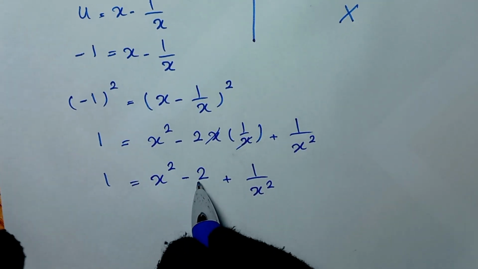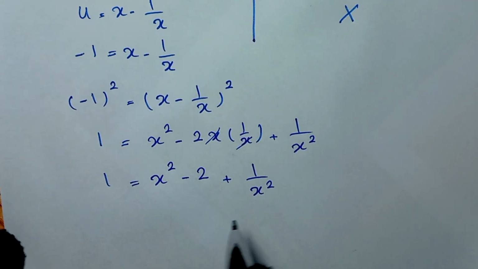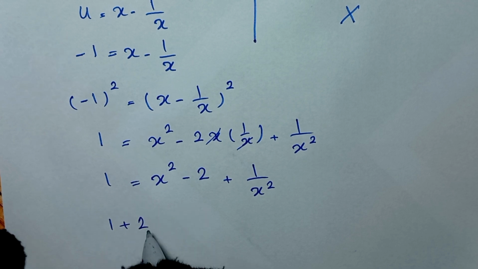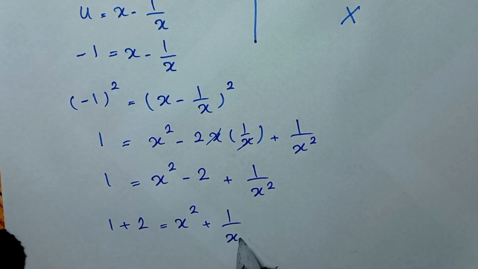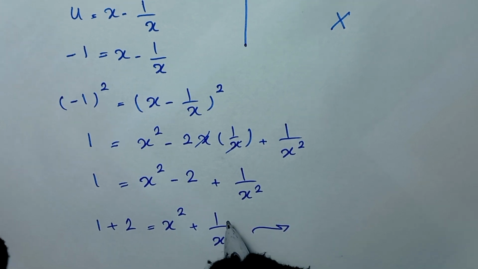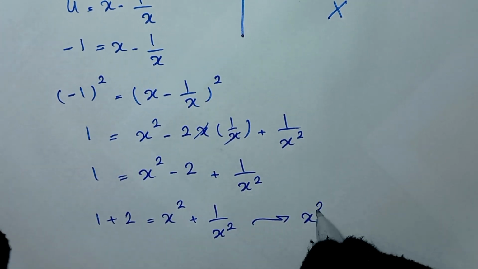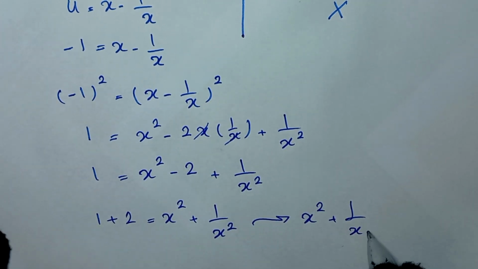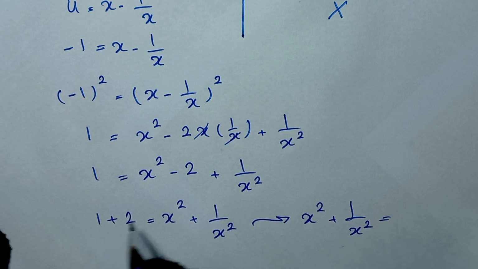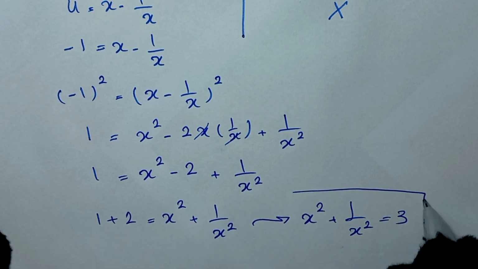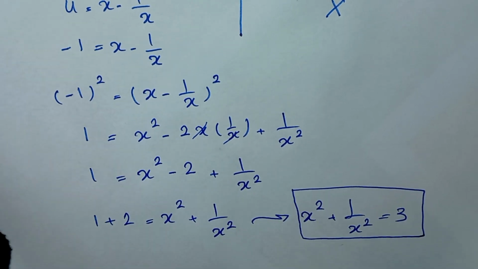And in here, we take this negative 2 to this side, and it will be 1 plus 2 is equal to x squared plus 1 over x squared. And this is equal to x squared plus 1 over x squared is equal to 1 plus 2 is 3. And this is our final answer.